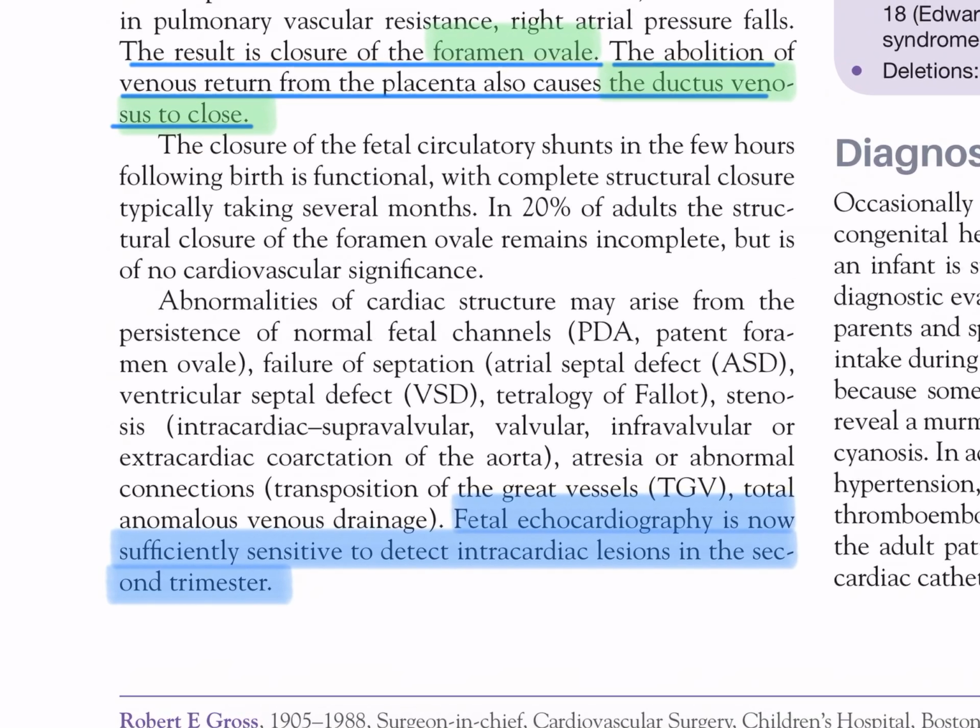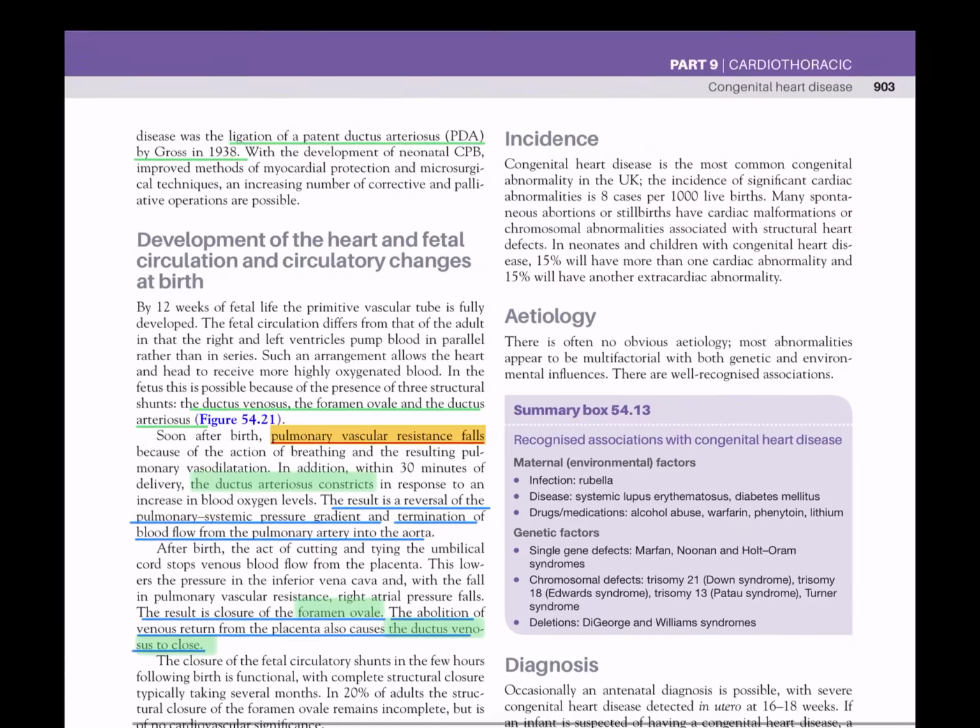Abnormalities of cardiac structure may arise from persistence of normal fetal channels like patent ductus arteriosus and patent foramen ovale, or failure of septation, that is ASD, VSD, and tetralogy of Fallot. Others include stenosis, intracardiac, supravalvular, valvular, infravalvular, or extracardiac; coarctation of the aorta; atresia; or abnormal connections as we see in TGV and total anomalous venous drainage. Fetal echocardiography is now sufficiently sensitive to detect intracardiac lesions in the second trimester.